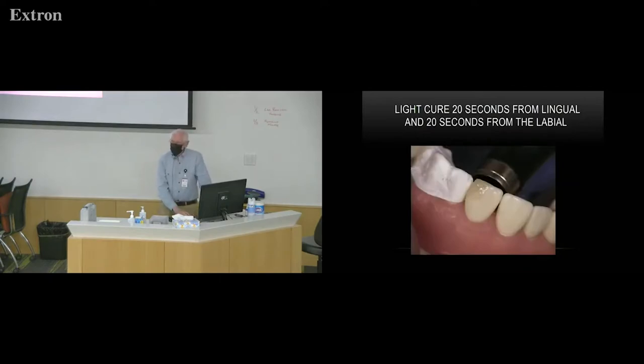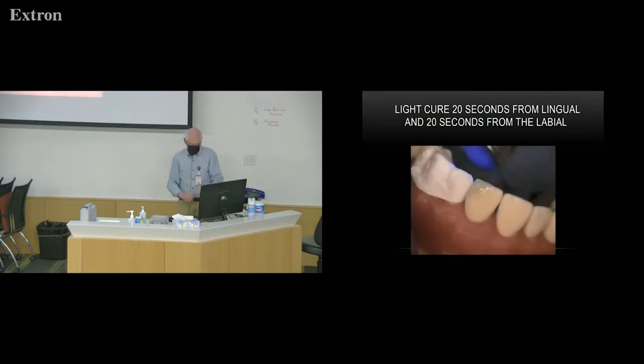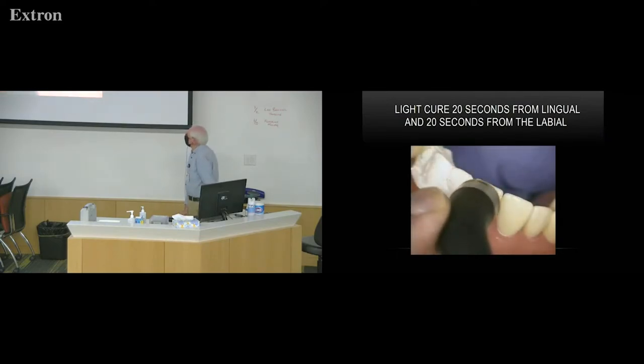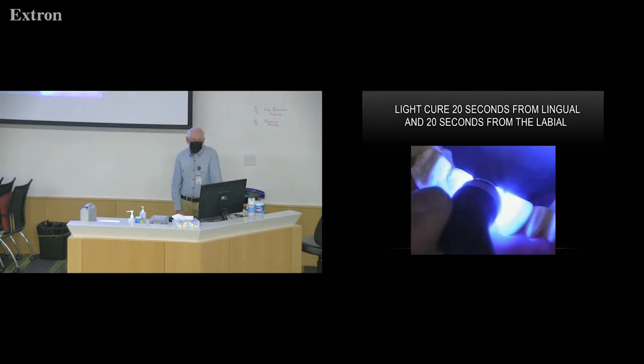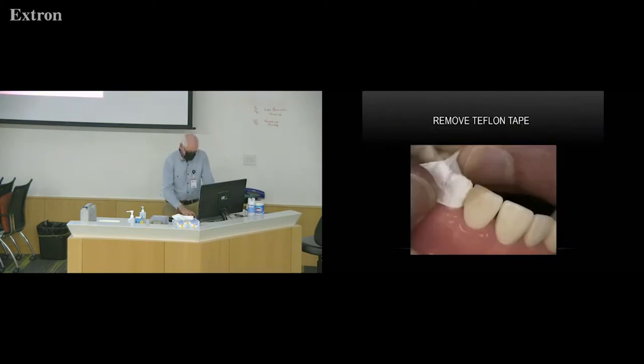So when you're satisfied that it looks like a tooth, go ahead and start curing it. And notice that I'm curing from the lingual, because I want to pull that composite right into the tooth. Because it's where the light hits it first, and where the bonding agent is, that's where it shrinks. Then you can swing over on the labial and cure it again. So I hope you all understand the rationale for that.